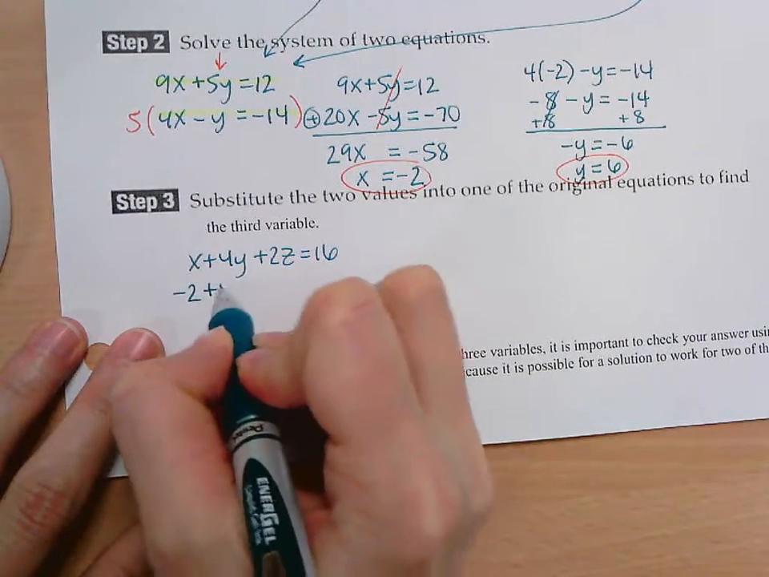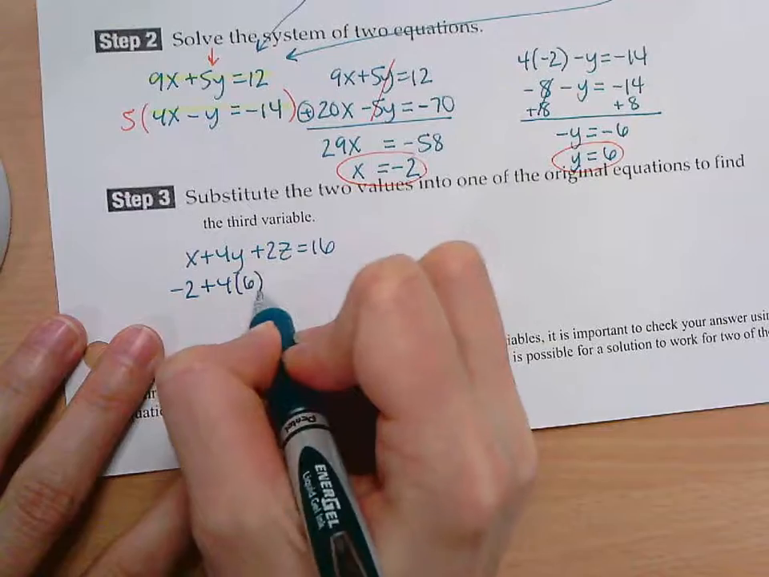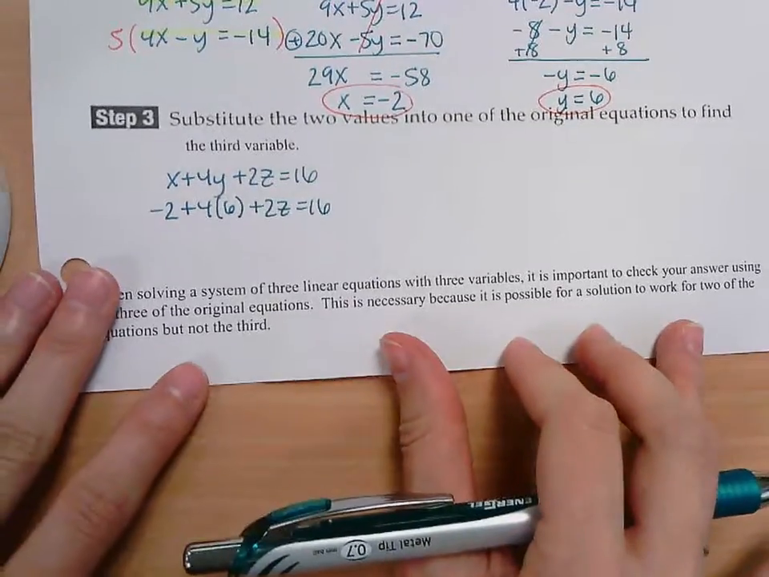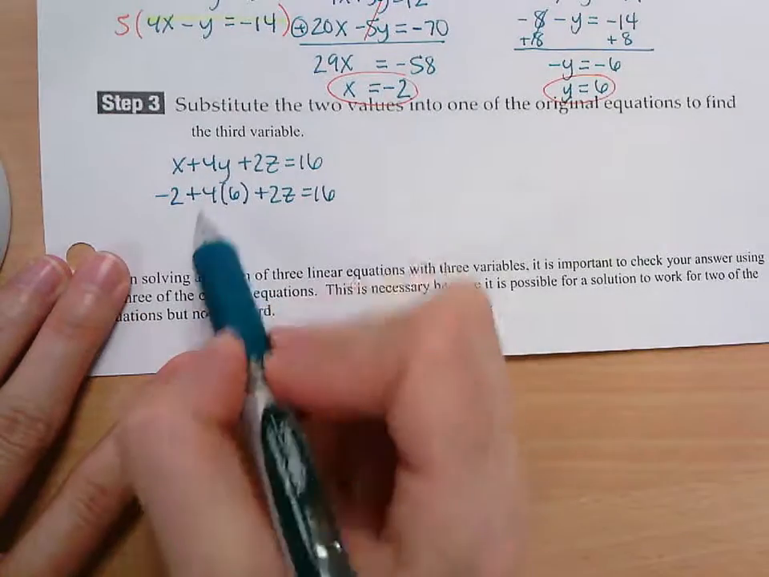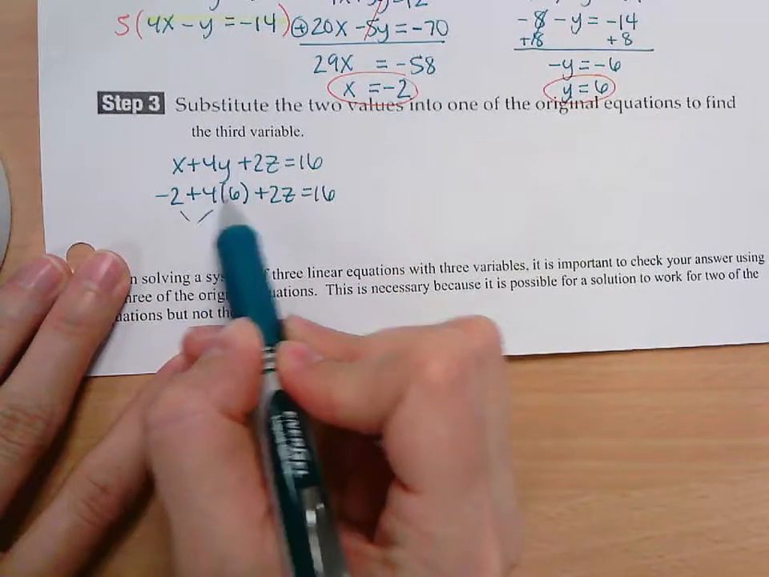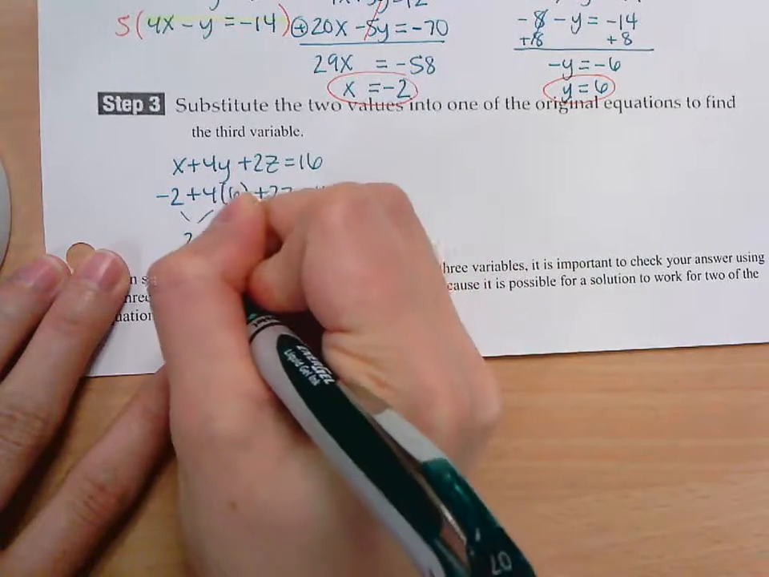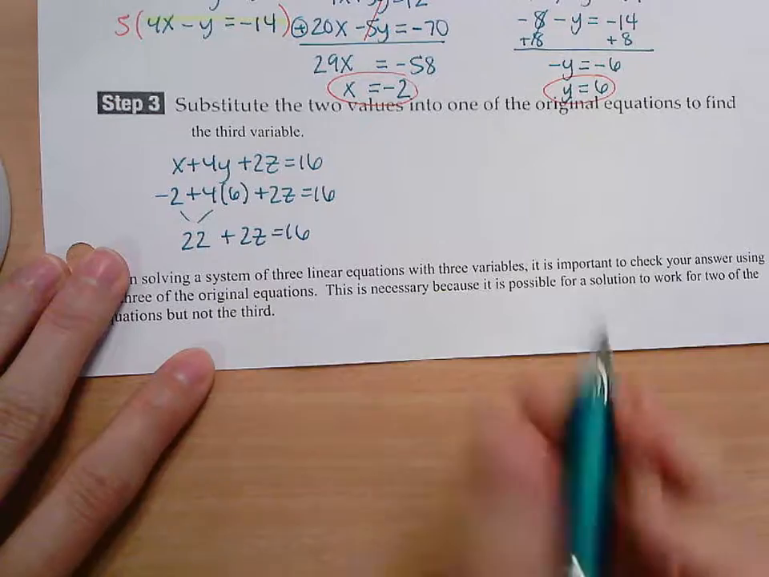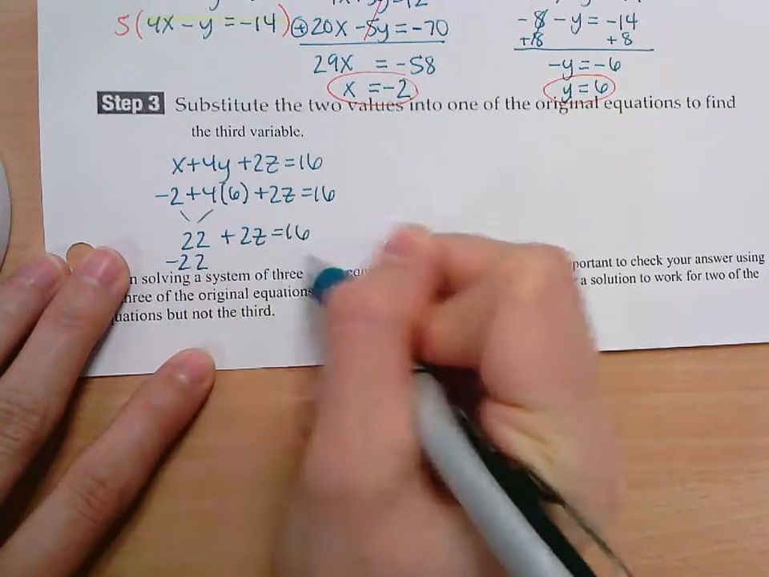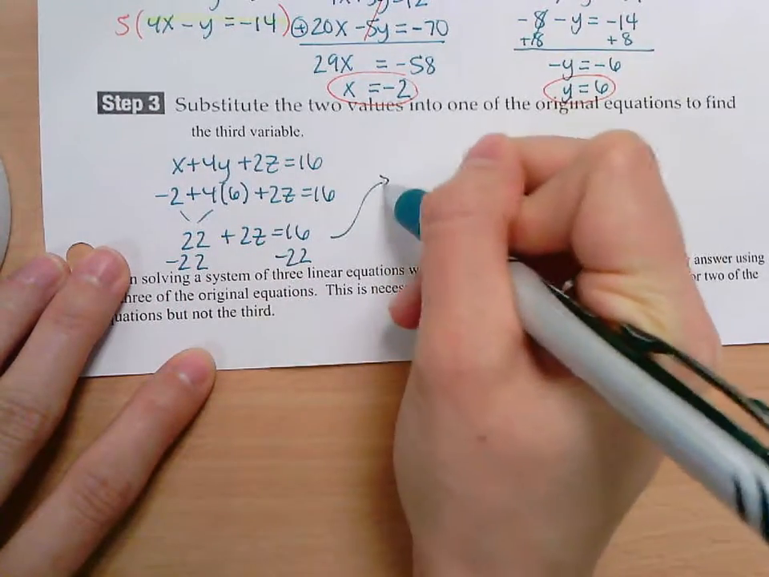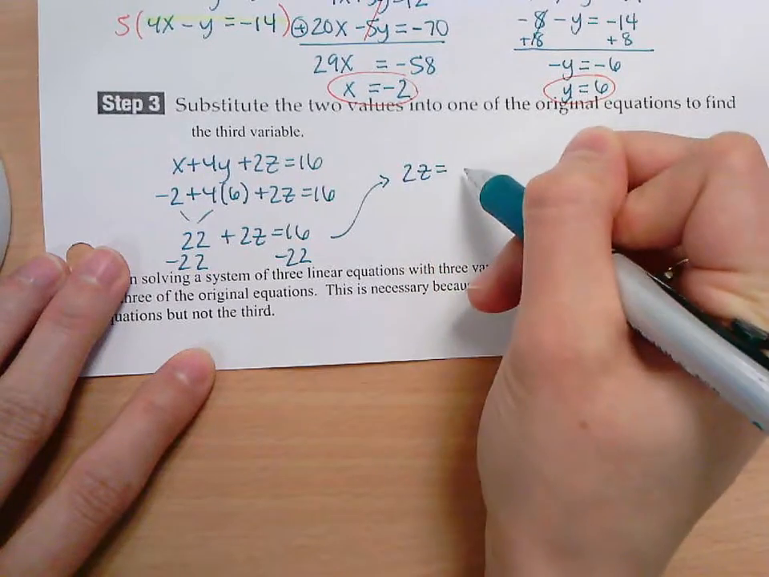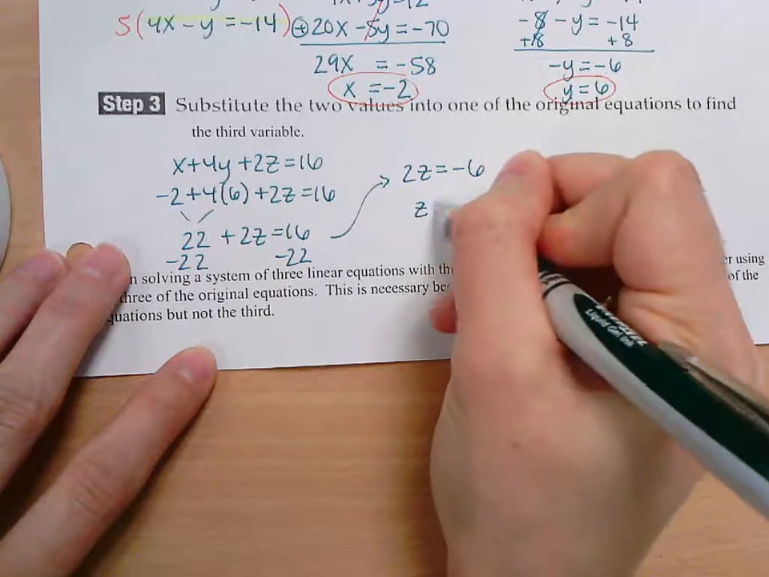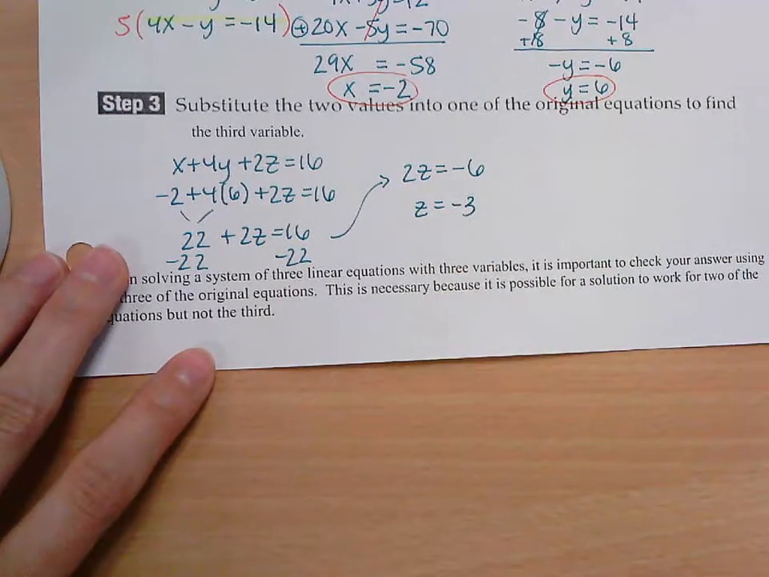So I have negative 2 plus 4 times 6 plus 2z equals 16. I'm going to combine these right away because that's negative 2 plus this is 24. So I'd have 22 plus 2z equals 16. Subtract 22. So 2z is equal to negative 6. And then divide by 2. Z should be negative 3.